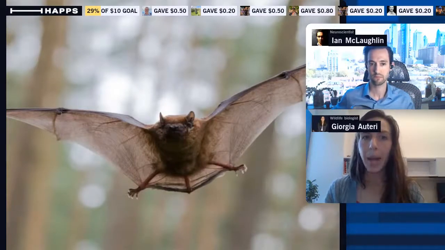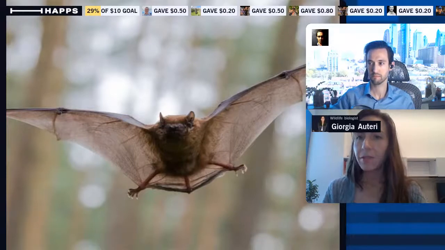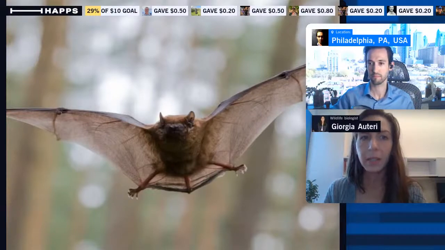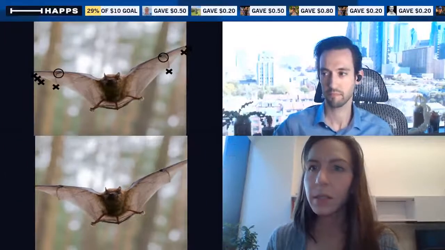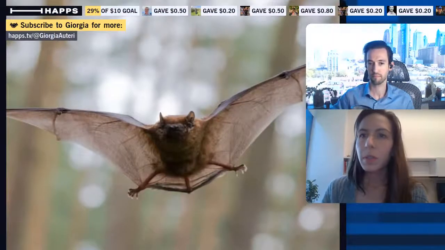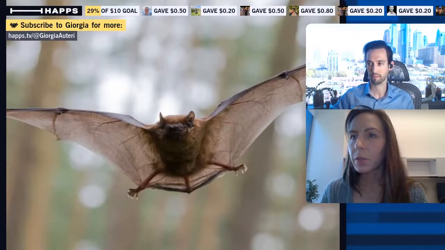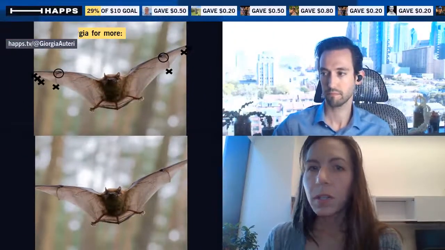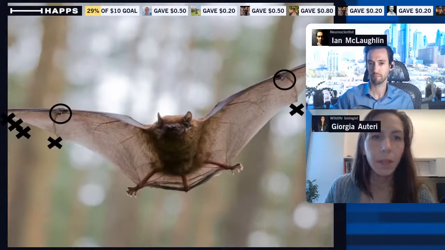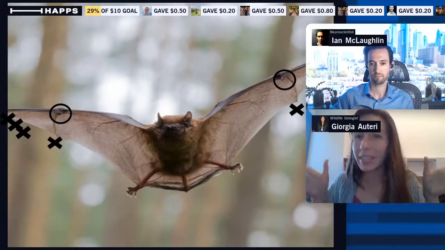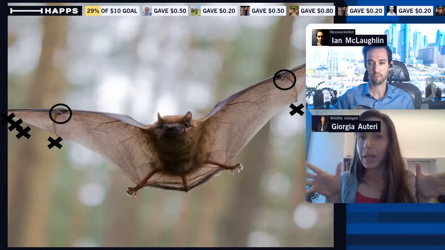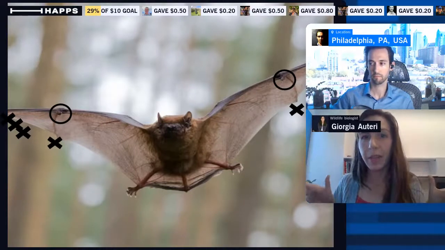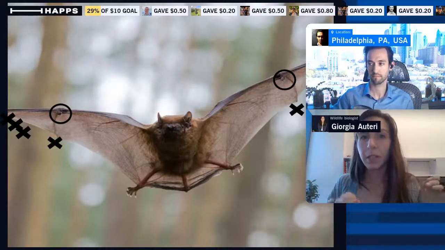Now let me pull up this other picture where I've highlighted the different digits of the bat. If you look at the circles in the front of its wing in this picture, those are where the bat's thumbs are, because its wings are like this, and its thumbs still have claws on them. But all of its other fingers, which are hanging out in the back part of the wing, have no claws left.